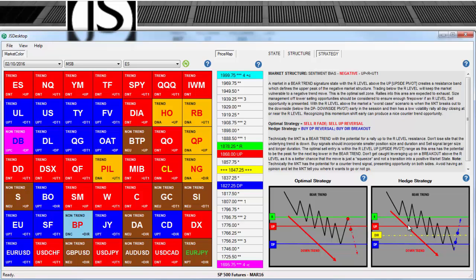On a hedge strategy theme, if the market opens up below what we call our directional, this 1847.25, that could produce a rally up to the R level, kind of setting up this strategy. So we're in a bear trend, and then we're going to take a look at where the last traded price is to identify what the opportunity is.